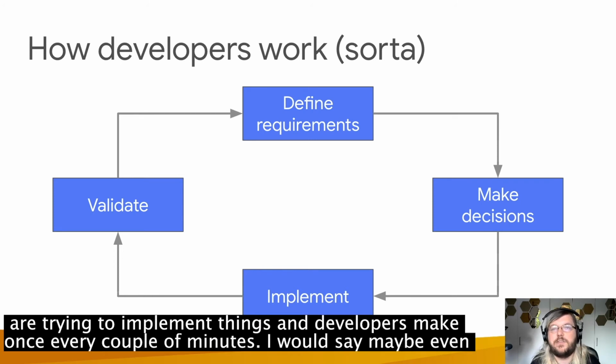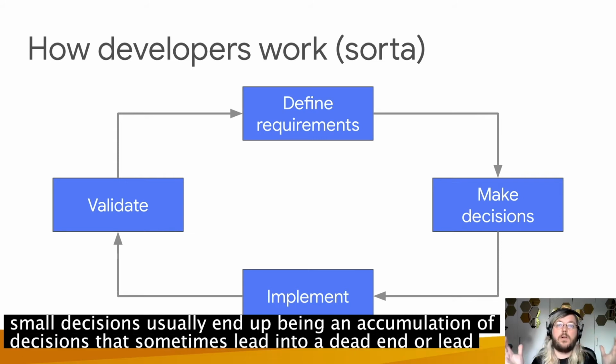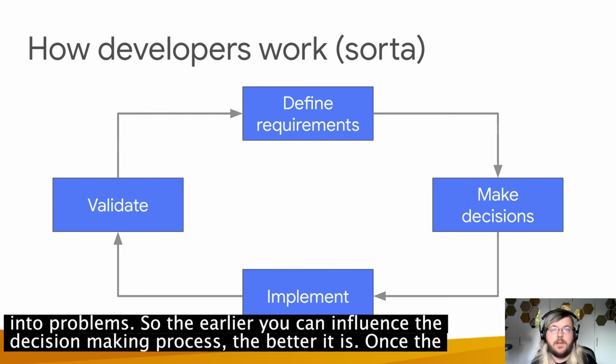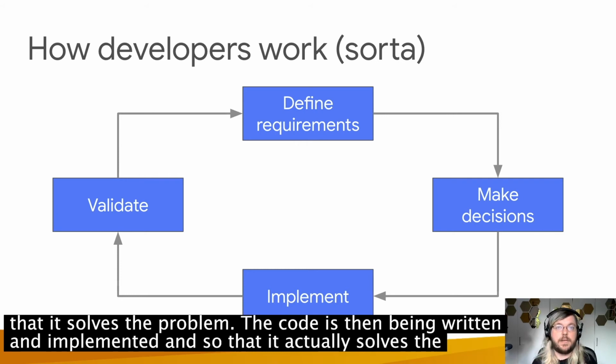There's a lot of decision making that probably happens depending on the situation that people are trying to implement things. And developers make decisions once every couple of minutes, I would say, maybe even once every couple of seconds. Decisions happen all the time, and many of them are very, very small. But lots of small decisions usually end up being an accumulation of decisions that sometimes lead into a dead end or lead into problems. So the earlier you can influence the decision-making process, the better it is.